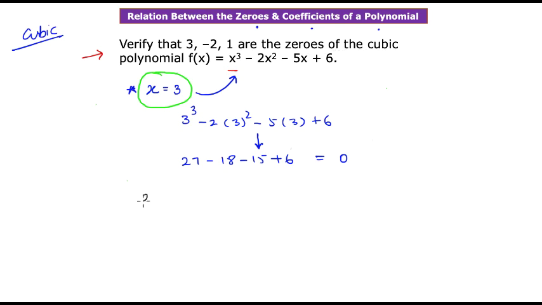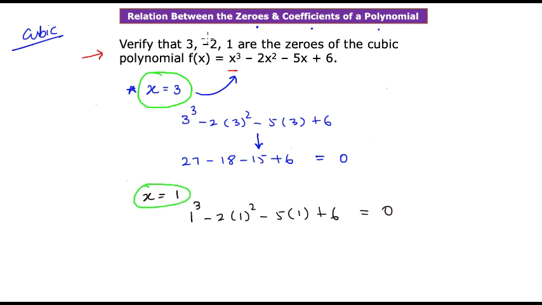Let's take one more number. In this case, I'll pick x equal 1. So when I do that, I'll simply substitute that value of x. It will become 1 cube minus twice of 1 square minus 5 times 1 plus 6. Simple to solve, it becomes equal to 0. So yes, it is also a solution of this polynomial.